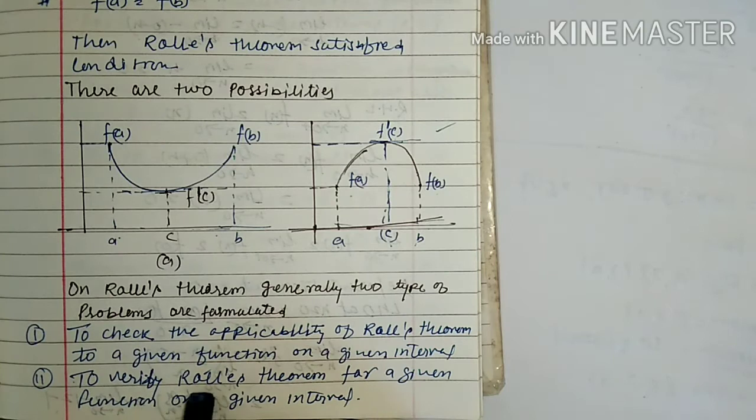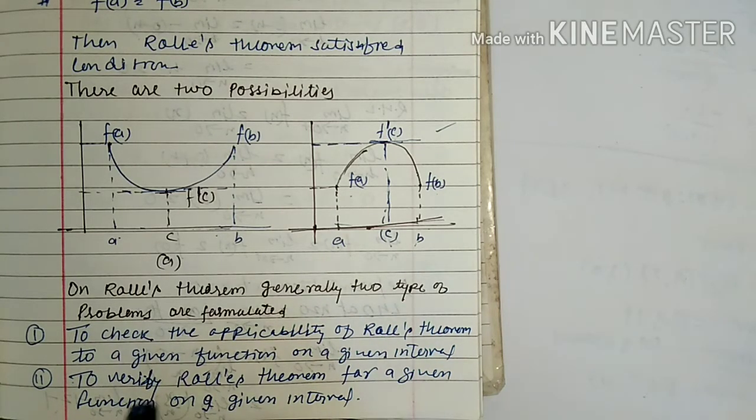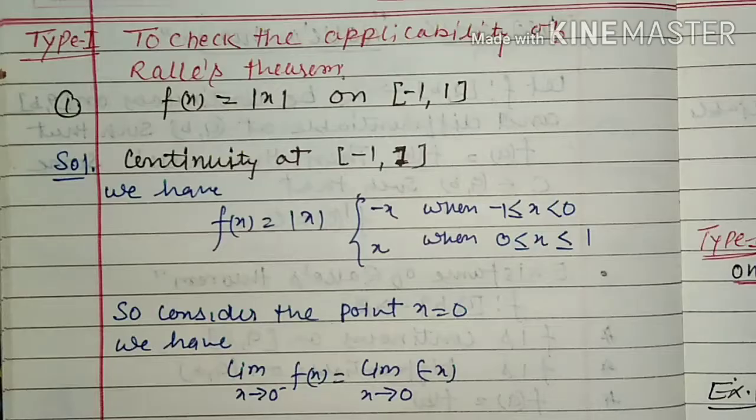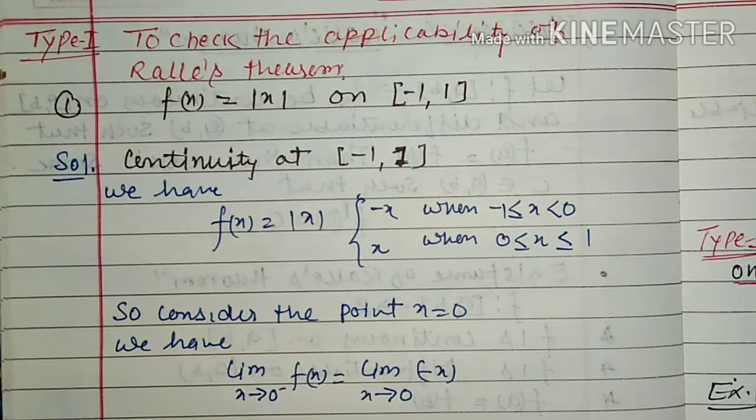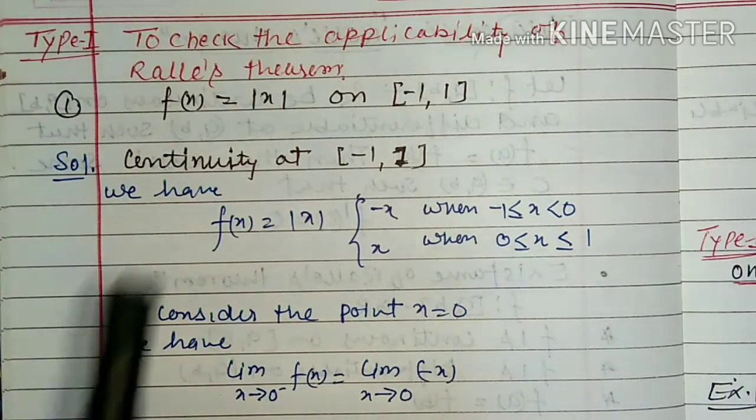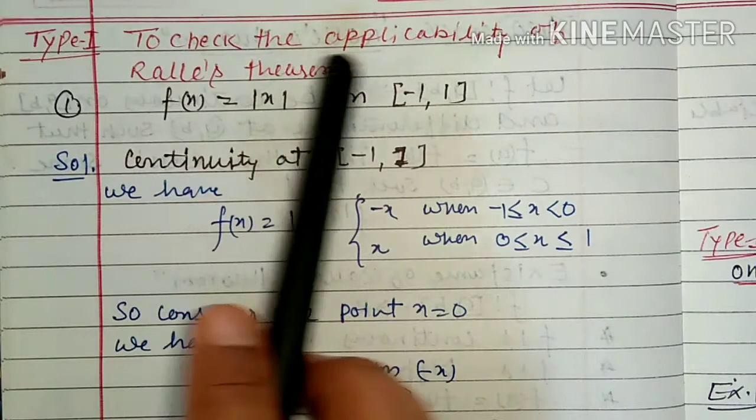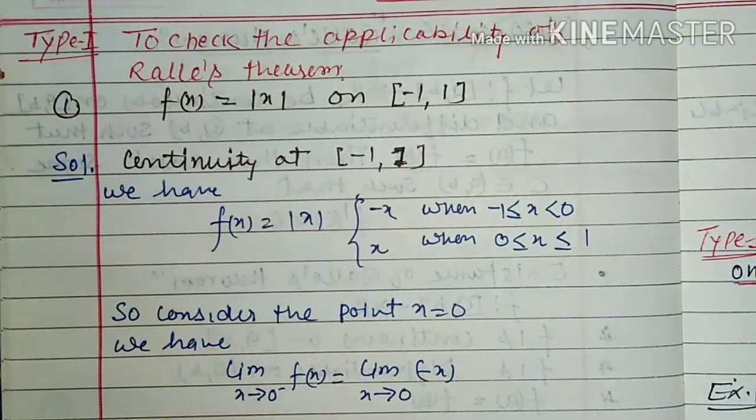Second is to verify Rolle's theorem for a given function on a given interval. So we have been given an interval and we have to verify. I have already discussed how you verify that. Clear? Now we will take one example related to Rolle's theorem. Okay, now we are solving a type 1 question to check the applicability of Rolle's theorem.